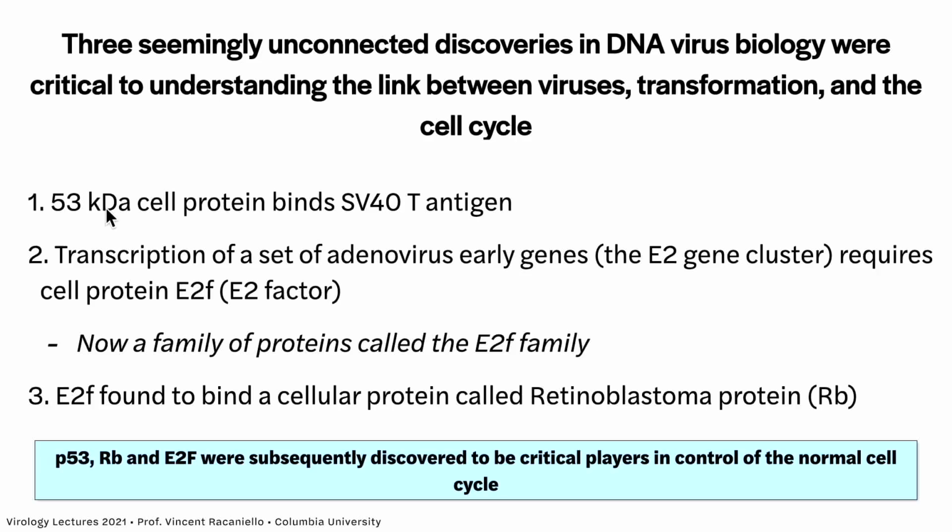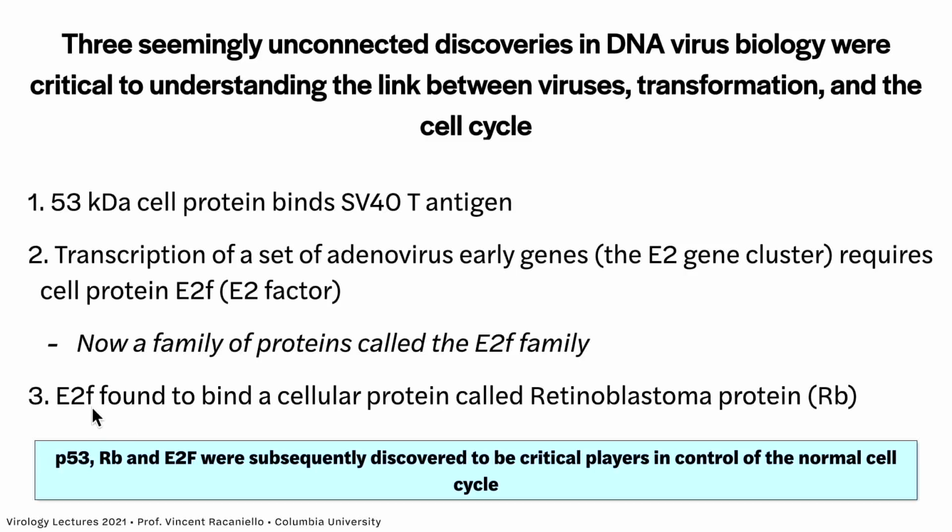And you must have all heard of this protein. Almost every human cancer has some mutation in P53. So we'll find out what that does. Second, transcription of the adeno early genes, the E2 genes, requires E2F. We've already talked about this. A cell transcription factor, E2F, needed for the transcription of adenovirus early genes.